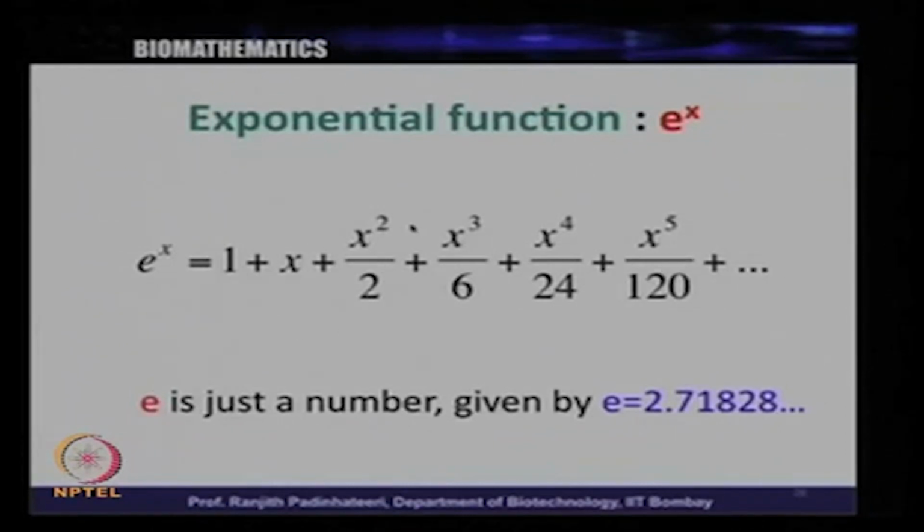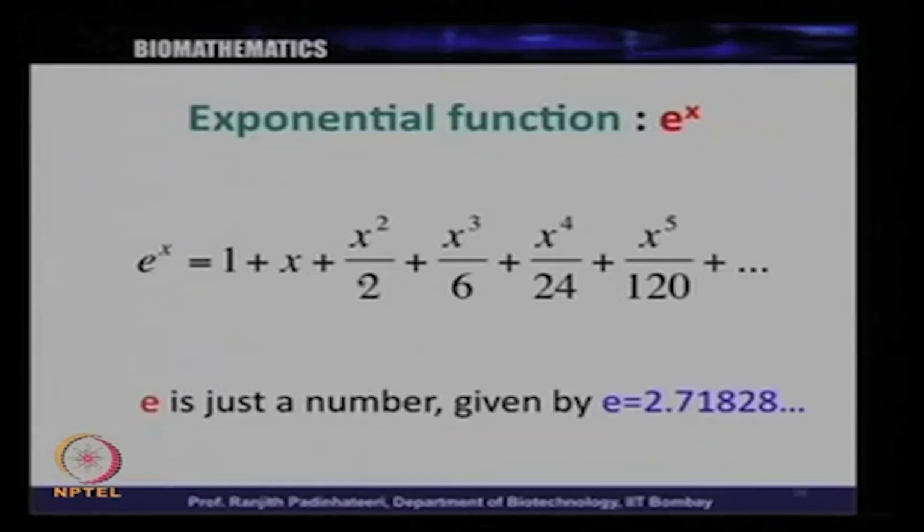We will discuss this in the coming slides, but as you know, e is just a number, an irrational number which is approximately 2.718828, and so on and so forth. And e power x is defined in this particular fashion as a combination of the functions x, x square, x cube, x power 4, etc. And the coefficients are 1 over 2, 6, 24, etc.